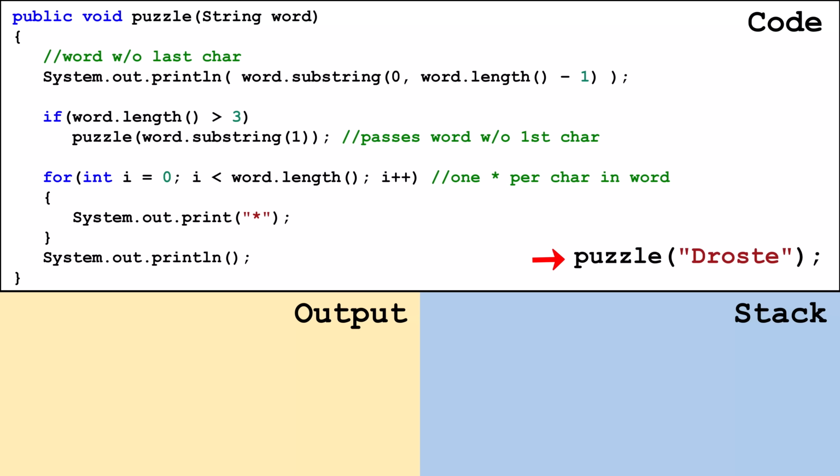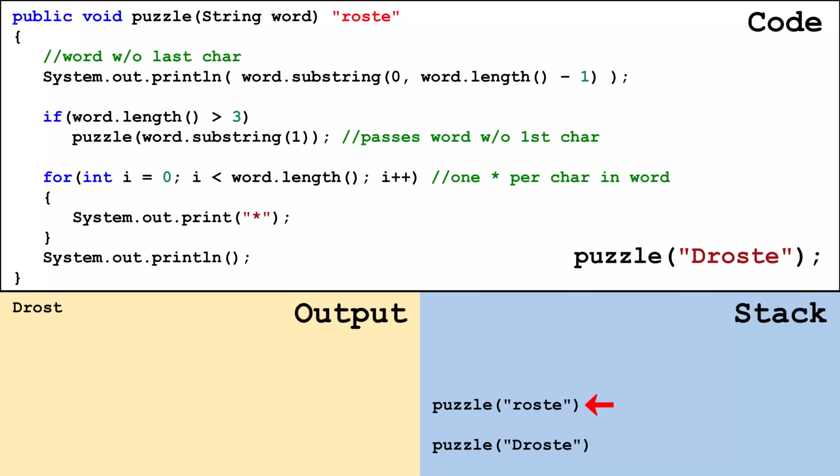Suppose a call was made to puzzle and the string DROSTE was passed. A frame is placed on the stack, and for this frame, word is set to DROSTE. DROST is output to the console. Don't confuse what is output to the console with the value of the word variable. Word has a length of 6, which is greater than 3, so puzzle is called and passed ROSTE.